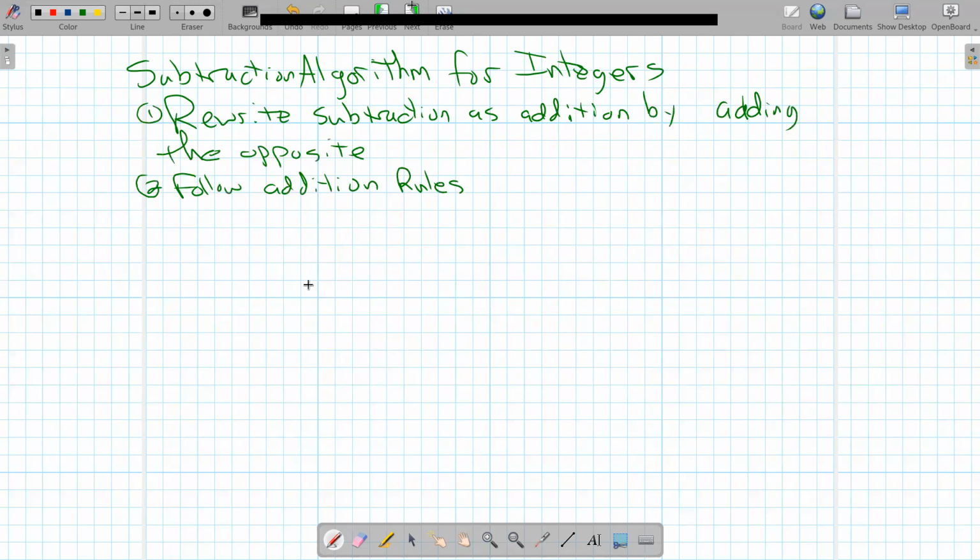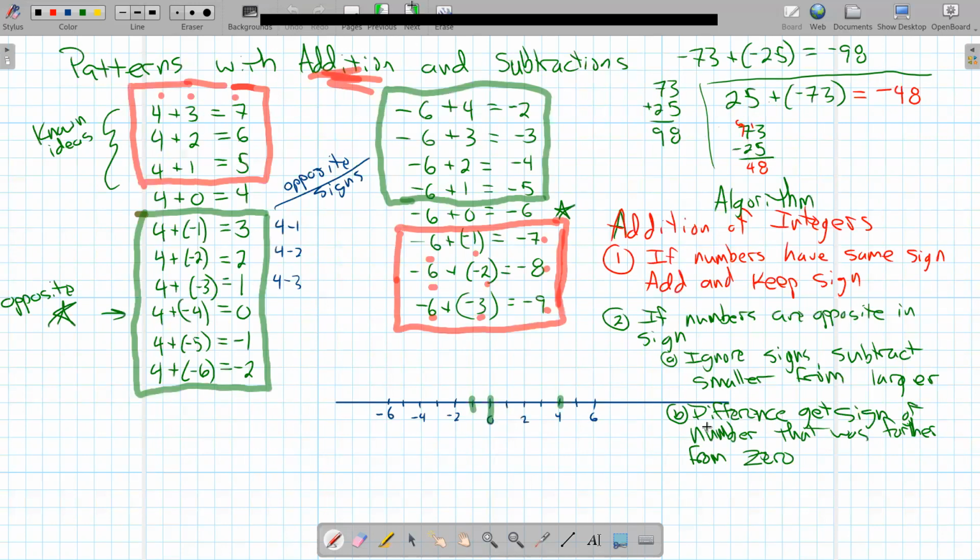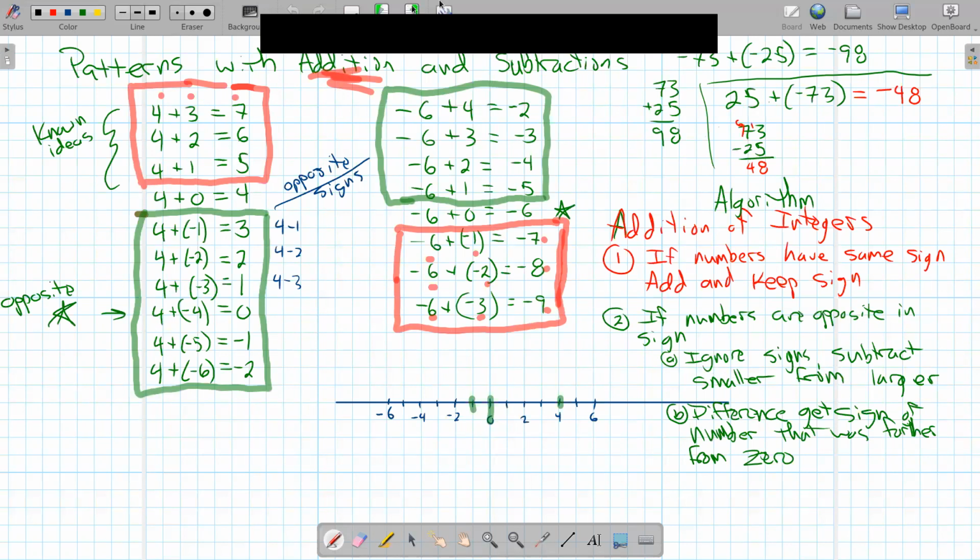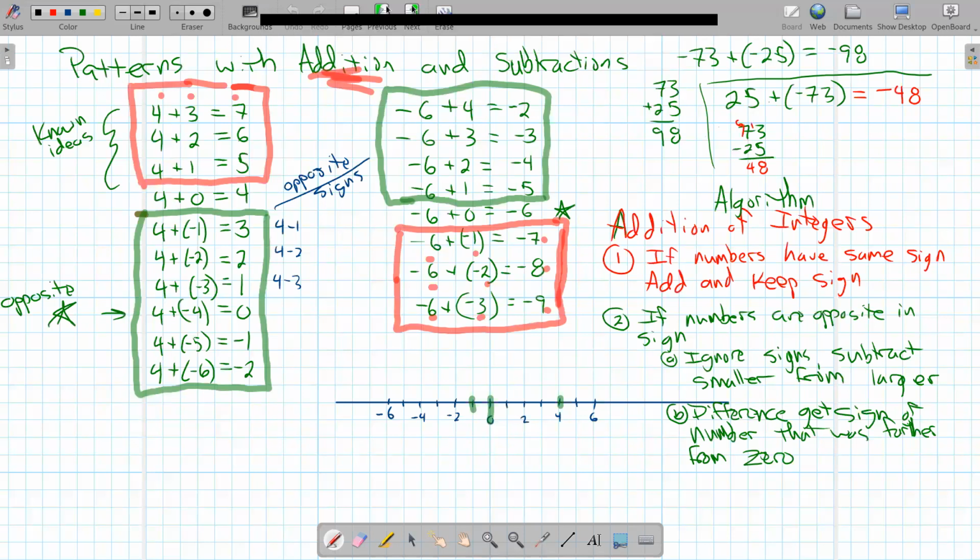So for example, if I had something like negative 57 minus negative 35, then I would rewrite this as adding the opposite. So that would be negative 57 plus the opposite of negative 35, which is just 35. And then I go back to the other page and say, okay, what does this one say to do? Oh, this one says to drop the sign, subtract, and then the answer gets the sign of the number that was farther from 0. Okay, let's try that.